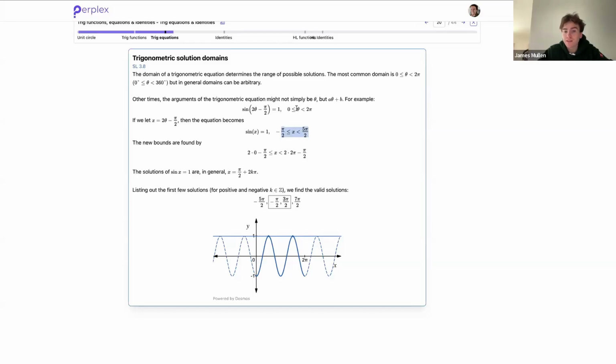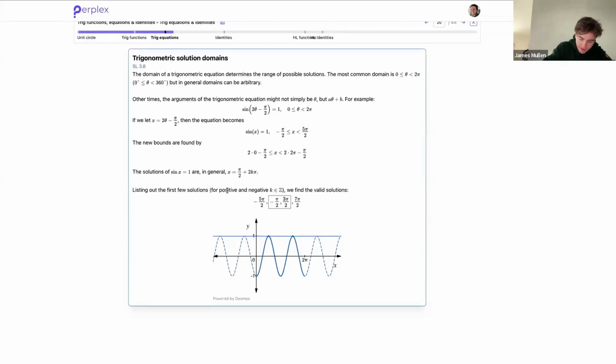So if theta has a minimum of 0, then x is going to have a minimum of 2 times 0 minus pi over 2. So that's going to be negative pi over 2. And theta has a maximum at 2 pi. So x is going to have a maximum at 2 times 2 pi, which is 4 pi, minus pi over 2, which is 5 pi over 2. Okay? And that's really, really helpful because now I know that sine of x equals 1.